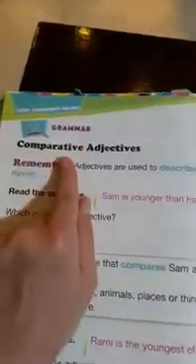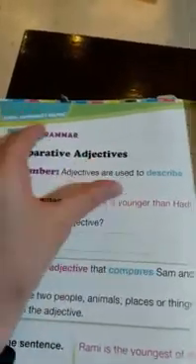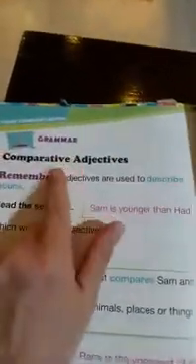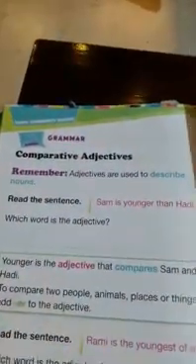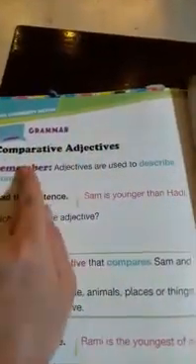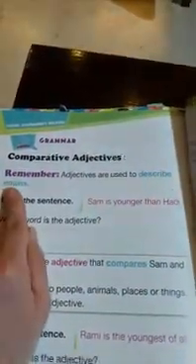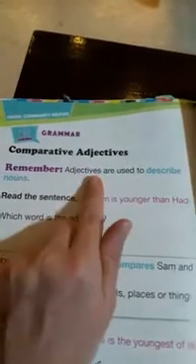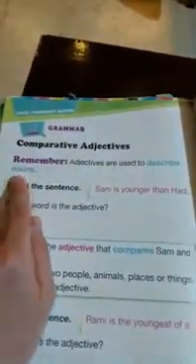It's called comparative adjectives. We compare when we are talking about two things or more than two things. We compare between each thing or each noun. Remember, adjectives are used to describe nouns. As we said before, an adjective is a word that describes the noun.